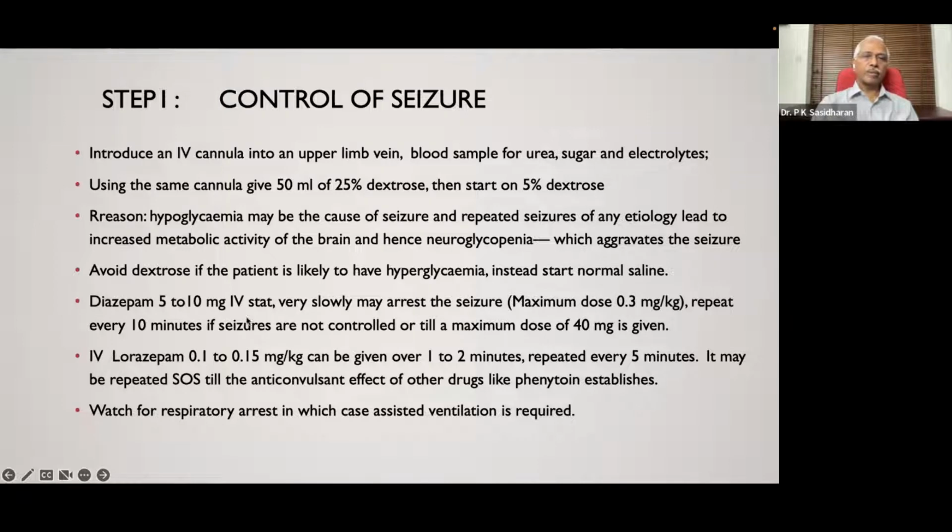Diazepam, as I mentioned before, should be given slowly. Maximum dose 0.3 milligram per kilogram. 5 to 10 milligram IV, started very slowly, may arrest the seizure, and may be repeated every 10 minutes if the seizures are not controlled, till a maximum dose of 40 milligram. But do not go beyond that dose.